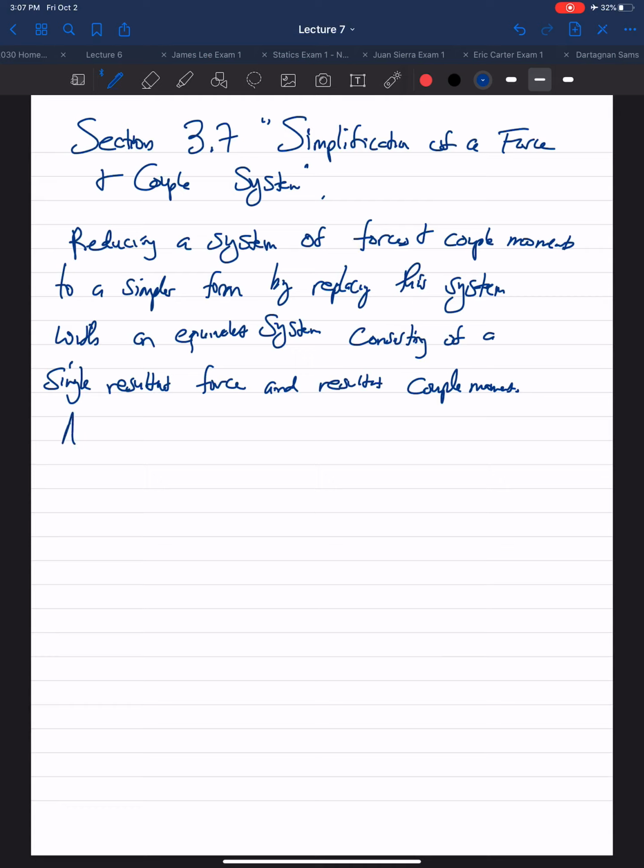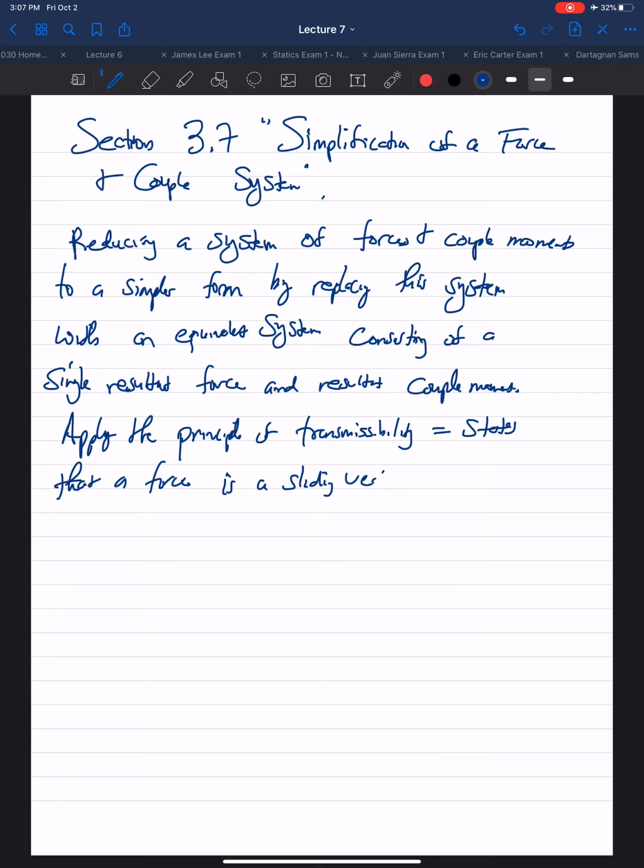This requires us to apply the principle of transmissibility, which states that a force is a sliding vector, meaning it can be applied at any point along its line of action.